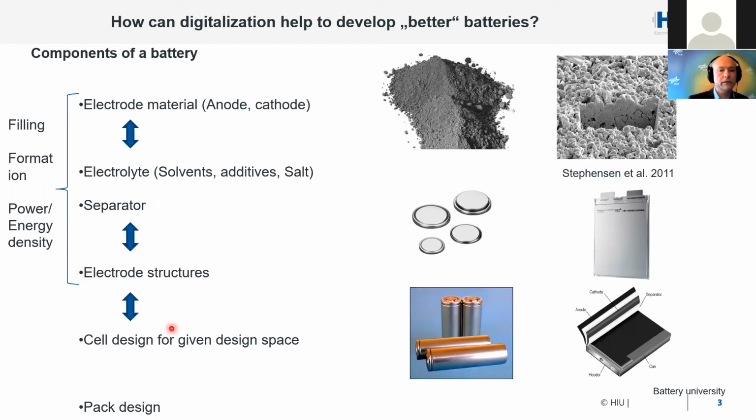And again, the electrode structure is coupled with the cell design for a given design space. For pouch cells, this might not be so relevant, since you can stack them very easily. But if you have cylindrical or prismatic cells, then you have to roll them, the winding, and at the point where you have the biggest curvature, this might influence the electrode structure and locally break it. So you have to take care of that.